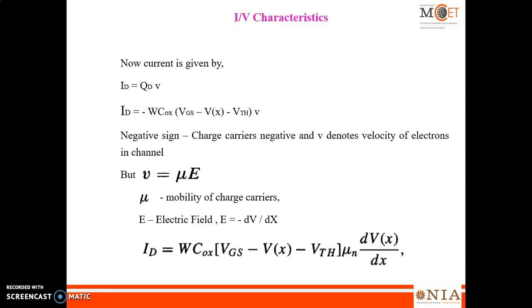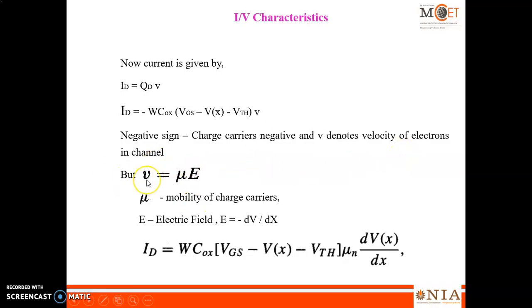I_D equal to QD times V. So now I am going to substitute the value for QD in this equation, resulting in I_D equal to minus W C_OX (V_GS minus V of x minus V_TH) times V. But you should know the purpose of this negative sign. This negative sign is inserted because the charge carriers are negative, and this V denotes the velocity of electrons in the channel.